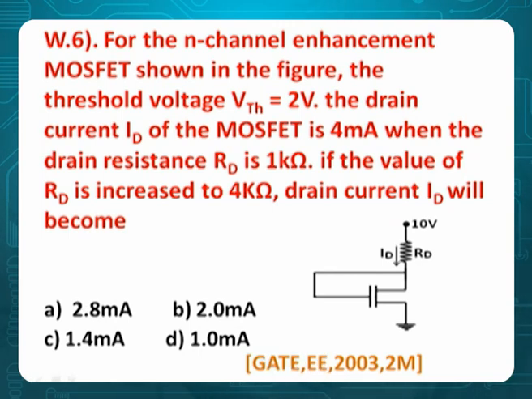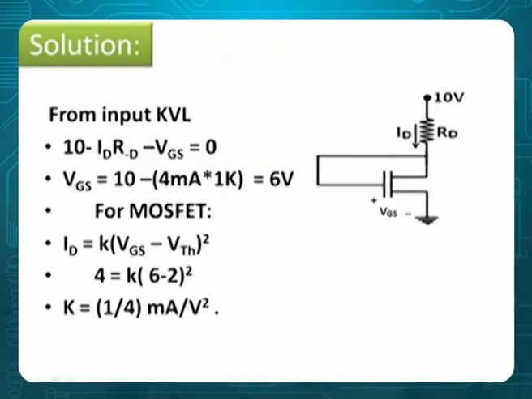GATE EEE 2003, 2 marks. So this is 10 minus ID RD, which directly goes to VGS. That's one equation you have. From that equation you can solve for ID. So VGS is 10 minus ID RD, which is 10 minus 4 milliamperes into 1 kilo-ohm, it is 6 volts.